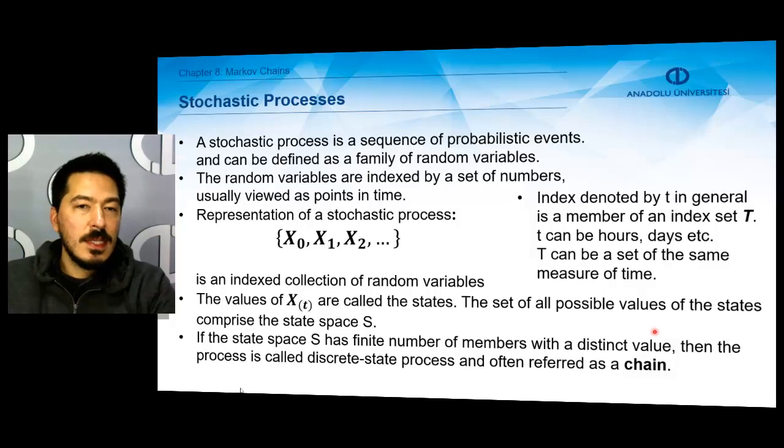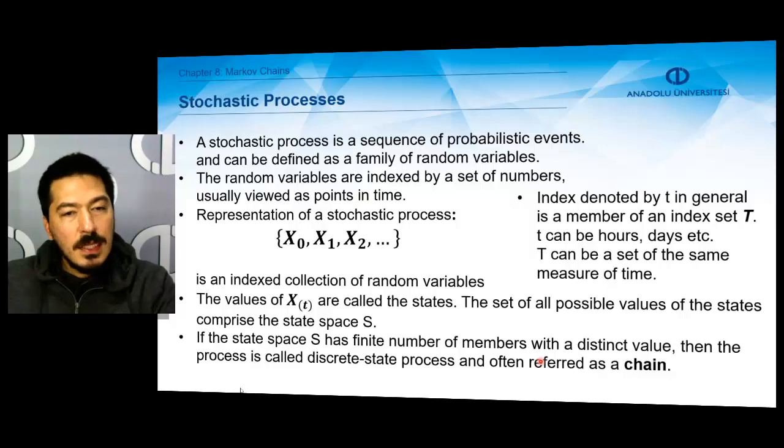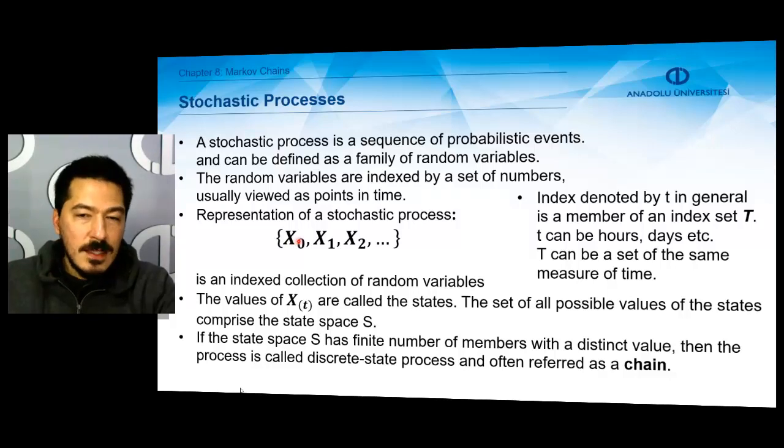A stochastic process is a sequence of probabilistic events and can be defined as a family of random variables. The random variables are indexed by a set of numbers, usually viewed as points in time. Representation of a stochastic process, as you can see here in the middle, is an indexed collection of random variables. An index denoted by lowercase t in general is a member of an index set uppercase T. Lowercase t can be hours, days, etc., and uppercase T can be a set of the same measure of time.